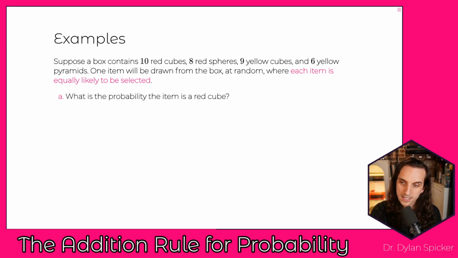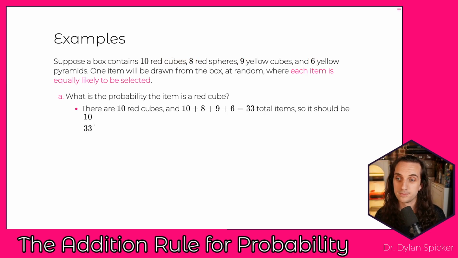And so we can first ask ourselves, what's the probability that the item that we draw is going to be a red cube? The way that we can solve this is by asking ourselves, how many red cubes are there and how many total items are there? We know there are 10 red cubes, and then there's going to be 10 plus 8 plus 9 plus 6. So we have 18 plus 9 is 27 plus 6 is 33 total items. And so the ultimate probability that you draw a red cube is going to be 10 out of 33. To draw just a red cube is a fairly straightforward calculation. We look at the frequency of red cubes over the total frequency.